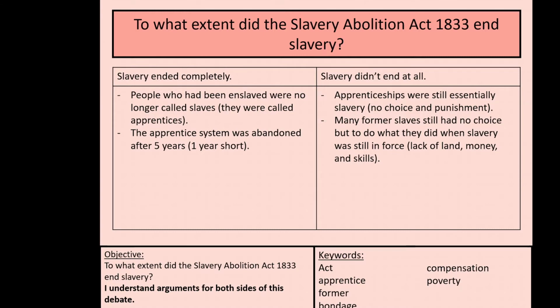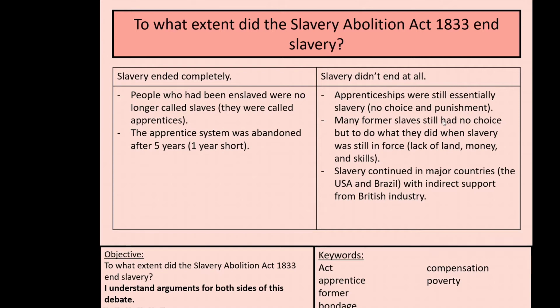I don't have any other arguments for slavery ended completely, but I do have one more argument for slavery didn't end at all. And that links into the indirect support for the slave trade in Britain. So even though slaves no longer exist in the British Empire, even though this type of apprentice didn't exist after 1838, slavery still continued in major countries. The USA and Brazil are really good examples of this, and British industry continued to buy products that were made by slaves, and they bought them because they were cheap, and because Britain was willing to continue buying these products, slave labour was still used to grow those products. And as I said earlier on, the USA didn't abolish slavery until 1865, and Brazil didn't abolish slavery until 1888.